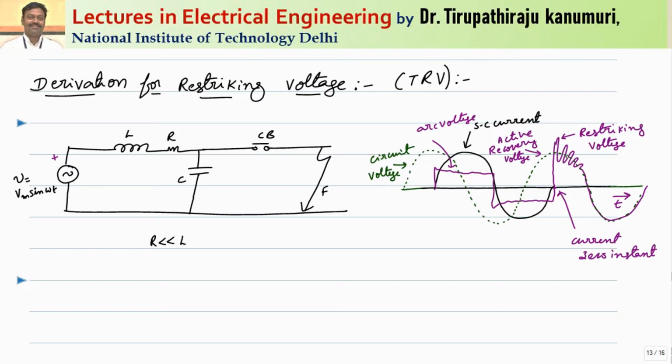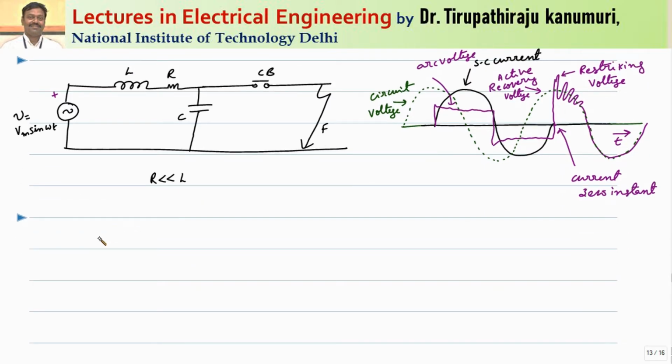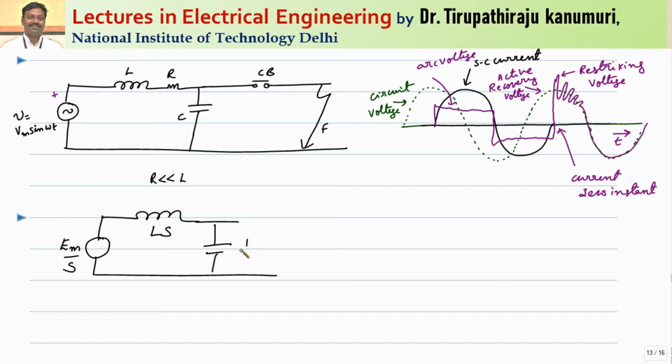So let us try to derive the equation for this. For deriving this, I am drawing the equivalent circuit in the Laplace domain, the S domain. Let us assume the maximum voltage, which I am representing by Em. So let us represent it as Em divided by S. This is the Laplace transform equivalent. Similarly, the inductor will be represented by LS, and the capacitor will be represented by 1 by CS.